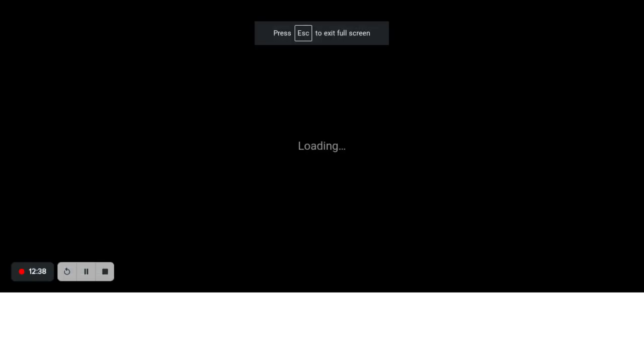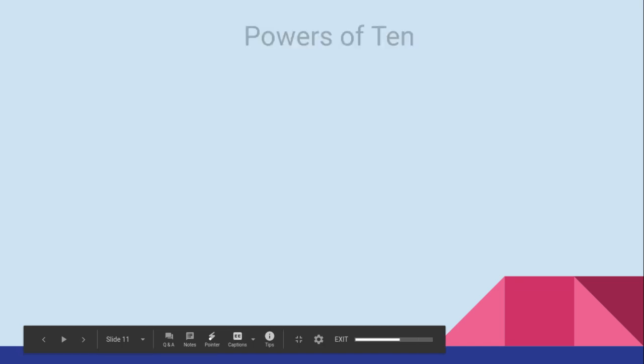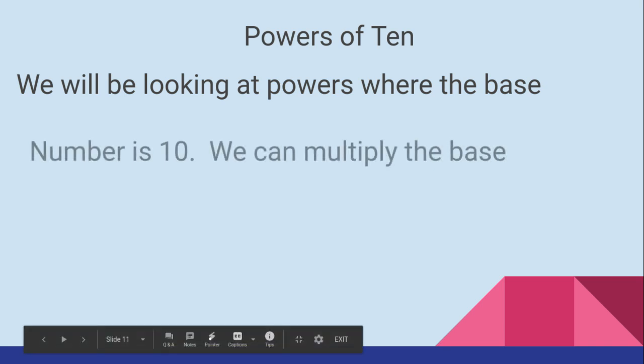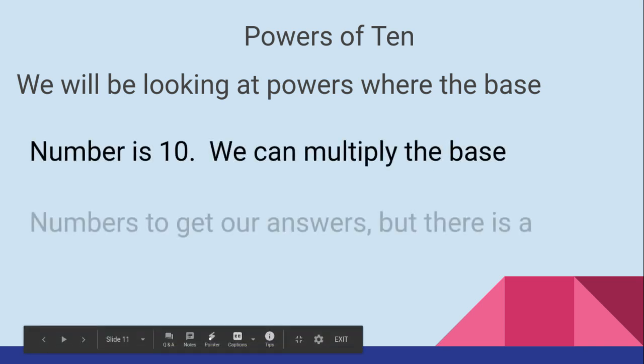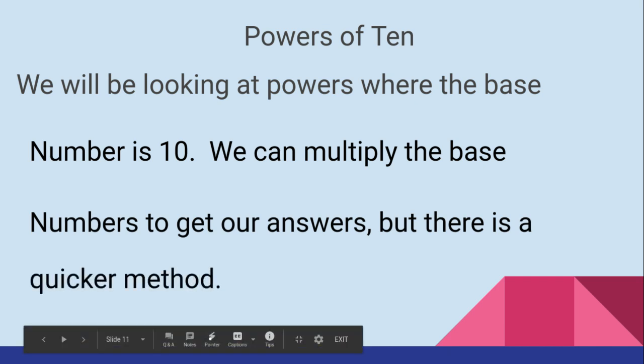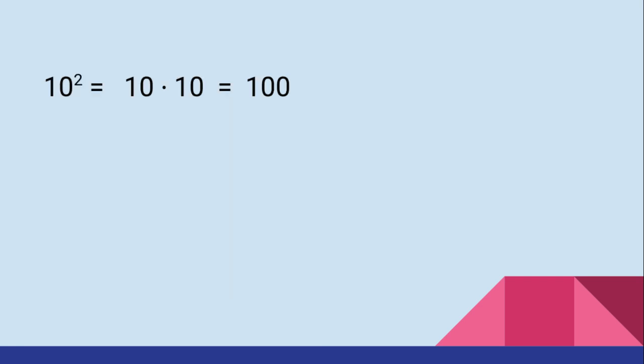Now, when we get into power of tens, remember, we're multiplying the base numbers still to get our answer. If it's positive, 10 squared would just mean we're going to go 10 times 10, and we can multiply it. But there is a quicker way that we can get our answer there. So if we have 10 squared, like I said, we could expand. 10 times 10 is 100.